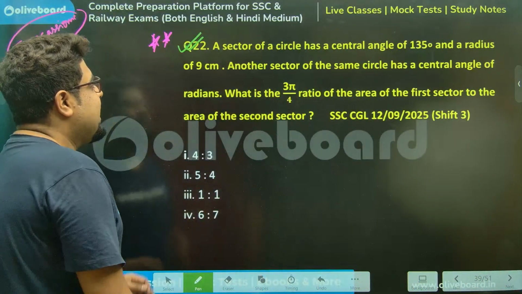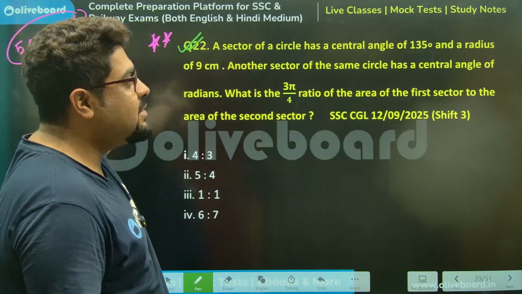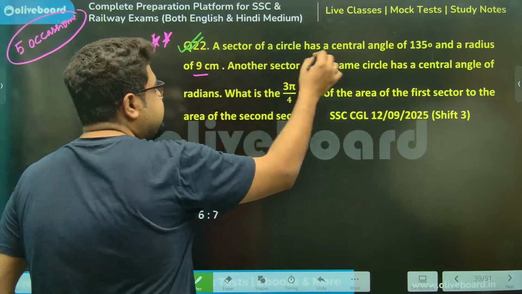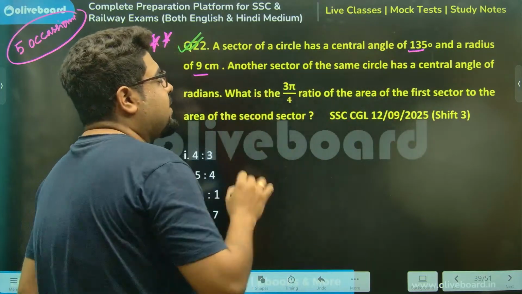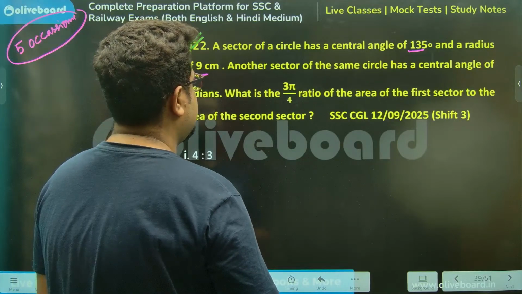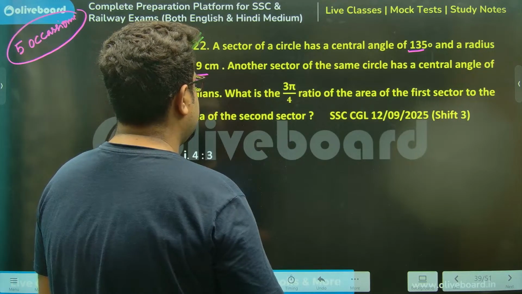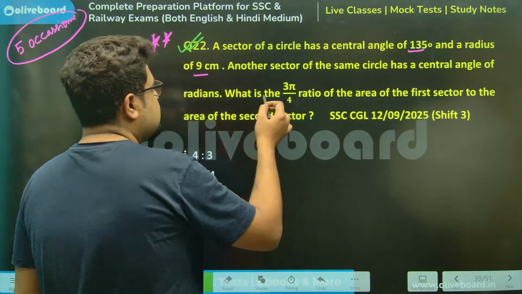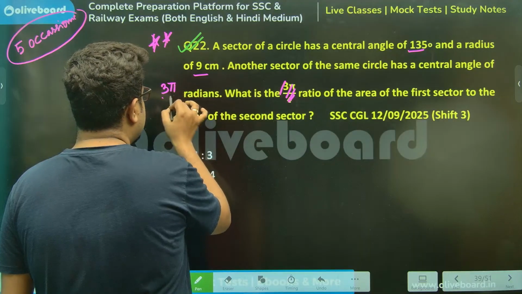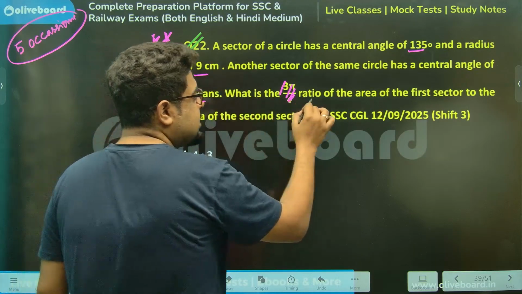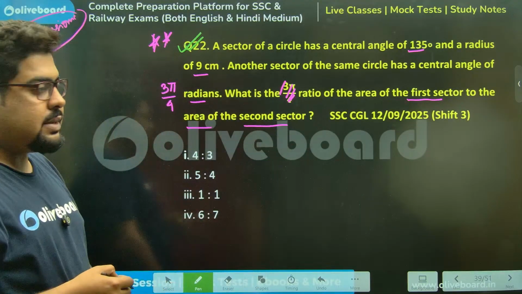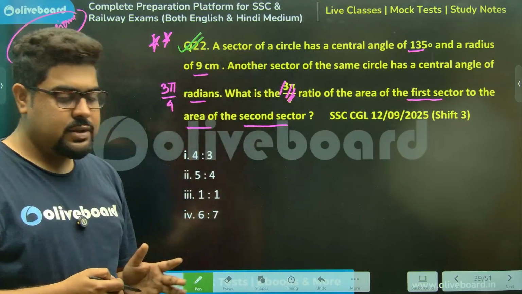Okay, let's see. A sector of a circle has a central angle of this, and the radius is also given. Another sector of the same circle has a central angle of... Acha, there is a mistake in the question. It will be 3 pi by 4 radian here. What is the ratio of the area of the first sector to the area of the second sector? Somehow this got shifted.